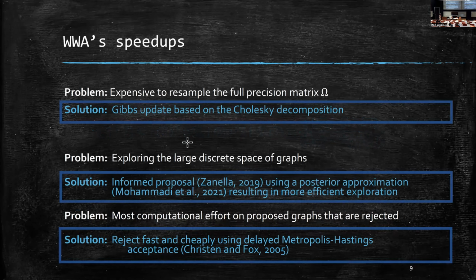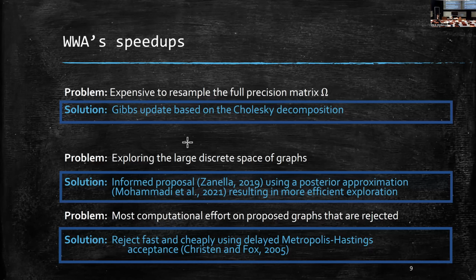What's the problem with making posterior inference here? First of all, it's actually very expensive to simulate from a G-Wishart distribution. And here we improve by using an IPS update based on Cholesky decomposition of the precision matrix. Then, as we said, the discrete space of graphs is quite big. And to help us explore the graph space better, we use the informed proposal, which I will describe in more detail.